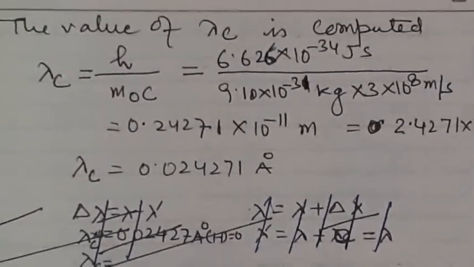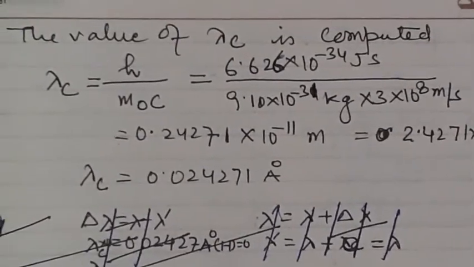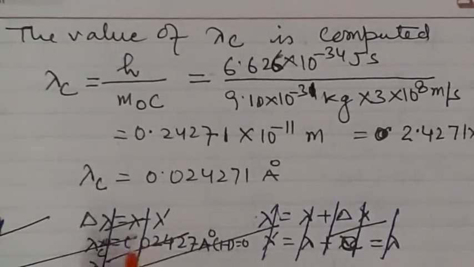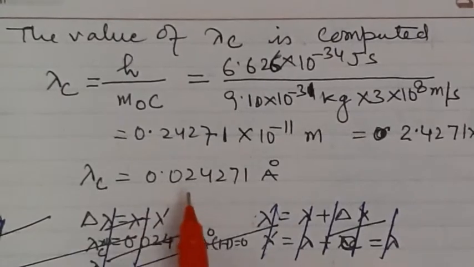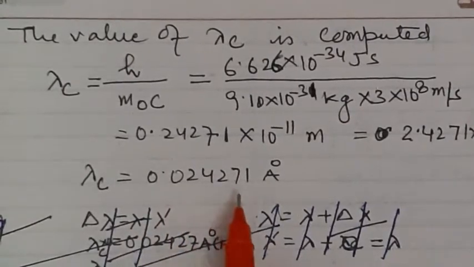The Compton shift, rather the Compton wavelength, lambda c. Lambda c is computed with the standard values of h, the mass of the electron, and the speed of light. Substituting the standard values, we get the value of lambda c equal to 0.024271 angstrom.